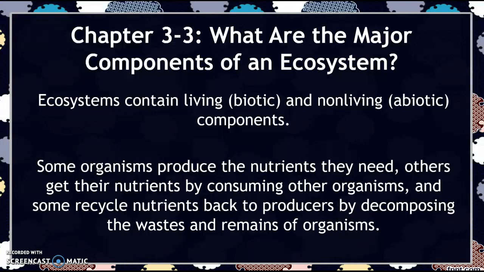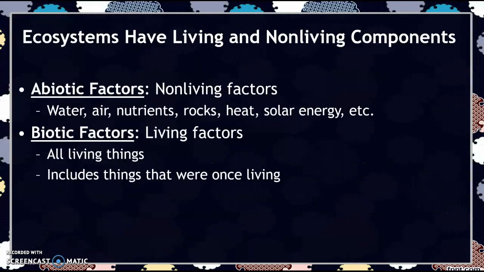The second is that some organisms produce the nutrients they need, others get their nutrients by consuming other organisms, and some recycle nutrients back to producers by decomposing the waste and remains of organisms.